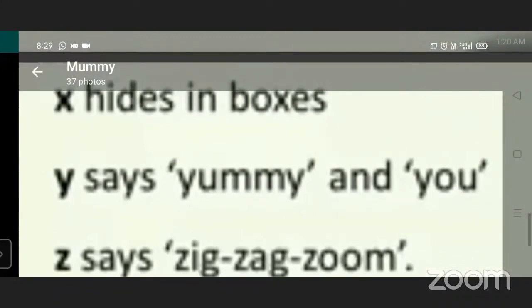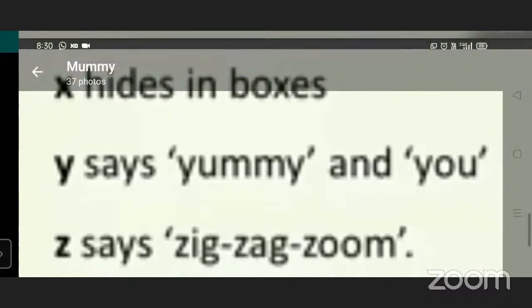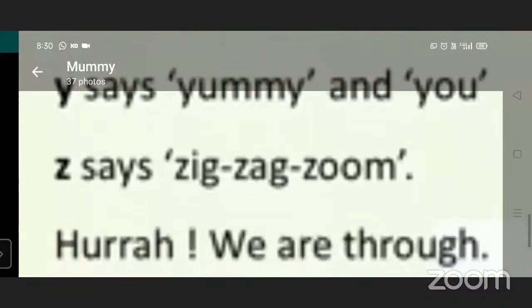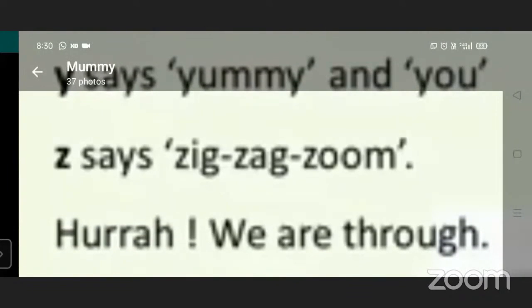X hides in boxes. Hiding boxes. Y says yummy and you. Y says yummy and you. Z says zigzag zoom. Z says zigzag zoom. Hooray, we are through. Hooray, we are through.